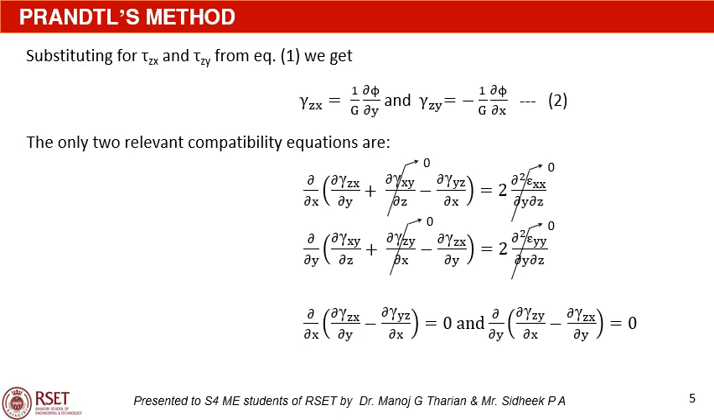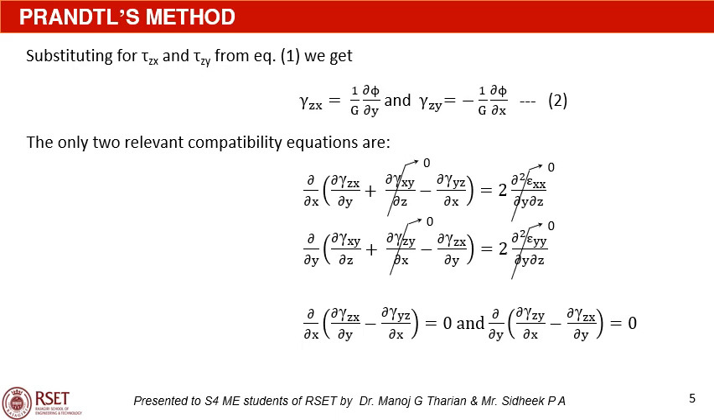In this case, the only two relevant compatibility equations are dou by dou x of dou gamma zx by dou y plus dou gamma xy by dou z minus dou gamma yz by dou x equal to 2 into dou square epsilon xx by dou y dou z, and dou by dou y of dou gamma xy by dou z plus dou gamma zy by dou x minus dou gamma zx by dou y equal to 2 into dou square epsilon yy by dou y dou z.